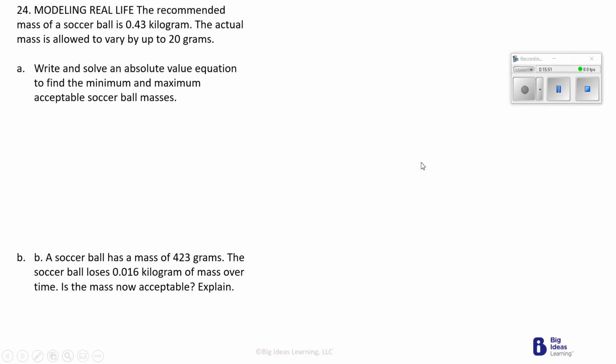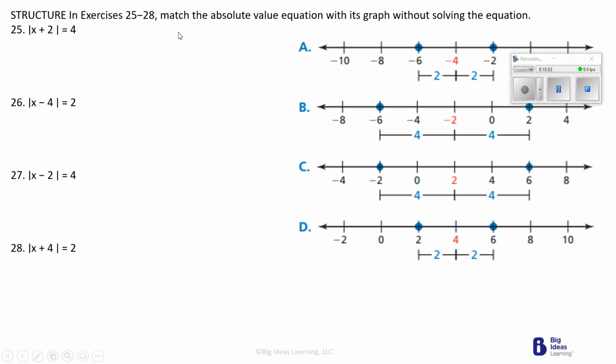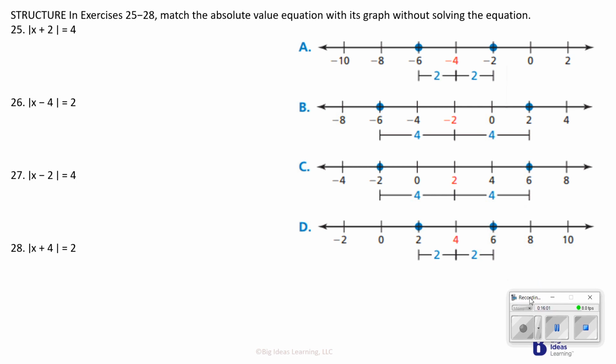You have A and B. I'm going to go to 25. It says match the absolute value equation with the graph without solving the equation. I'm going to move this out of the way. So it says we're matching this to this without solving the equation. Well, how would I do this first one here? Automatically, in my head, I'm thinking without solving the equation. Let's just look over here.